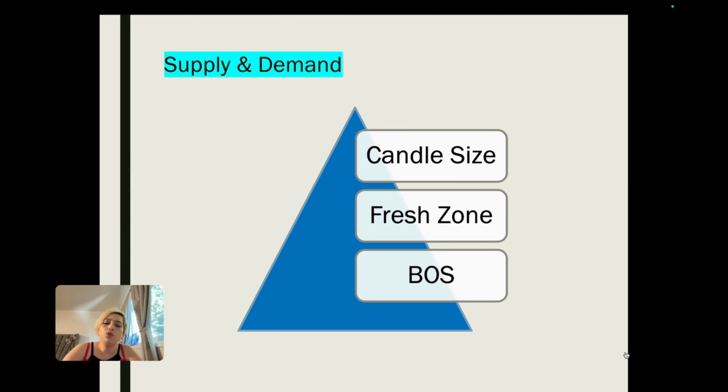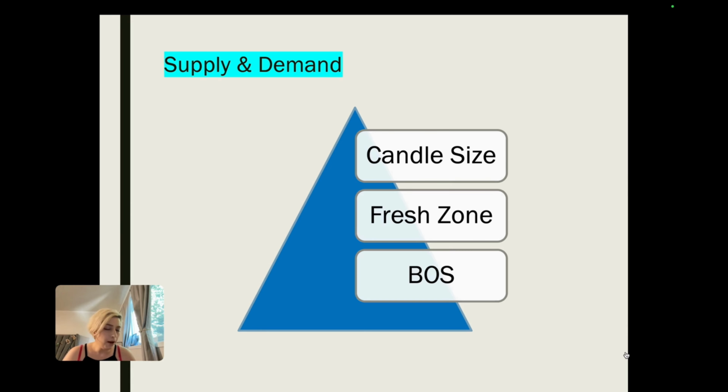Second, you have to focus on fresh, untouched zones that price has not returned to yet. Zones that have already been tested tend to be weaker because many of the orders have already been filled, which significantly lowers the probability of a strong reaction.